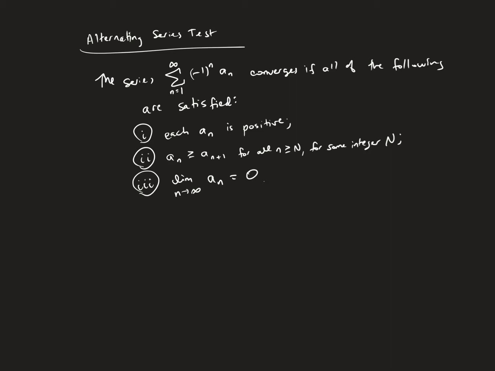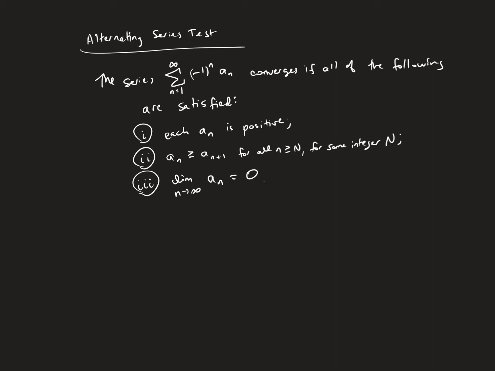So the alternating series test is useful because we run into alternating series quite a bit, and alternating series are very, very well behaved. So the rule is here. This series converges if all the following are satisfied. Each a sub n is positive, a sub n is greater than a sub n plus 1 for all n greater than some integer N, and the limit of the terms goes to 0. So super quickly, unless we talk about these rules, they'll be a little confusing.